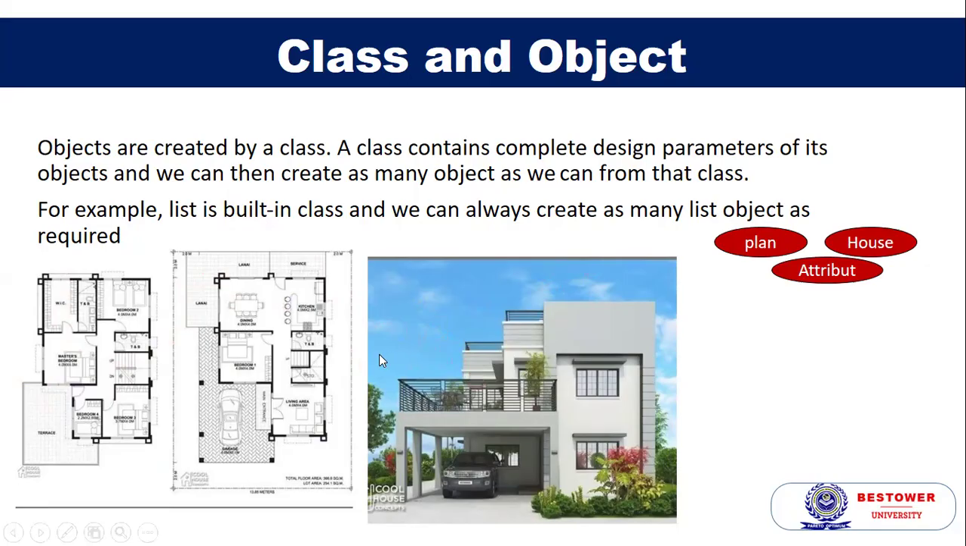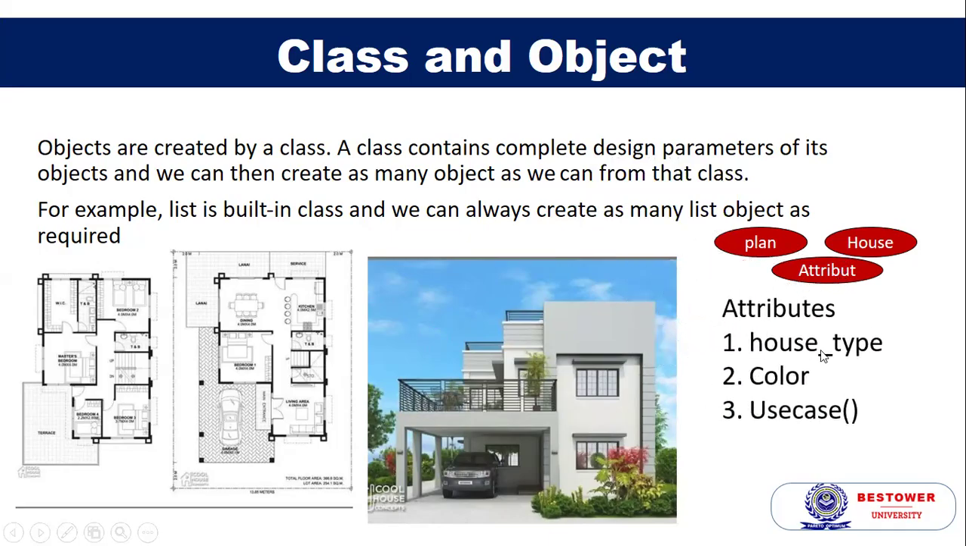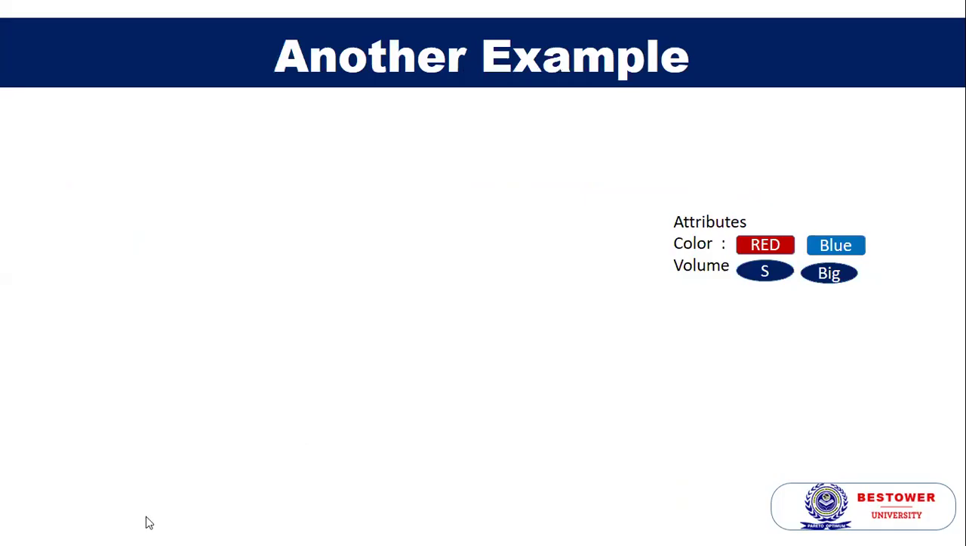Having understood this, we are just trying to get you acquainted with object-oriented programming. Subsequently, we'll dive into it properly. The next thing is that this house comes with some attributes: the house type, the house color, the use case. Note the difference: a use case is a function, so you write use case with brackets. That's it.